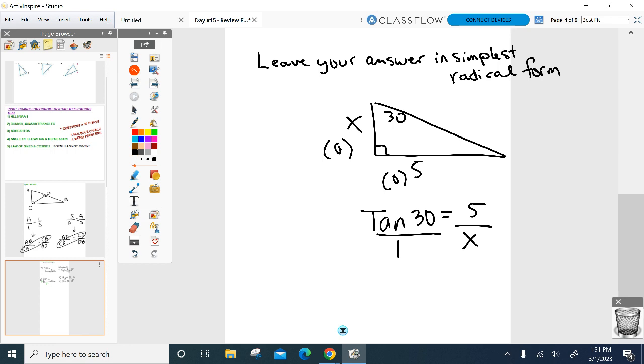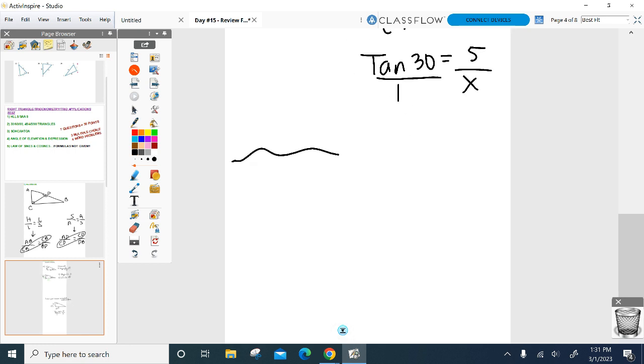So when you use your calculator, what's your calculator going to give you back? Yeah, not simplest radical form. Okay, so please try not to be clever, because I'm guaranteeing tomorrow I will say leave your answer in simplest radical form. So please don't think you don't have to memorize them because you can just stick with sine, cosine, or tangent.